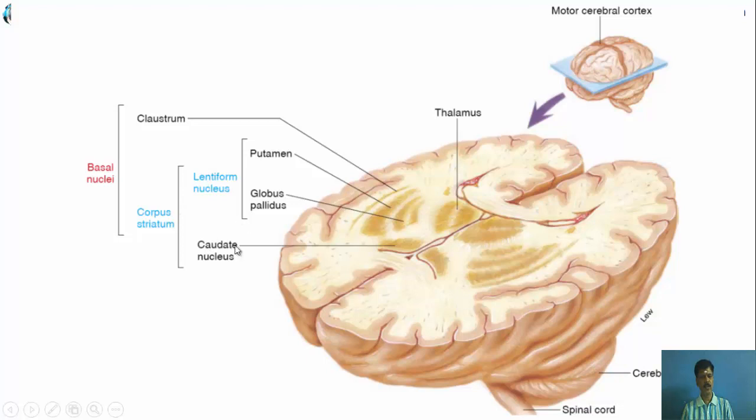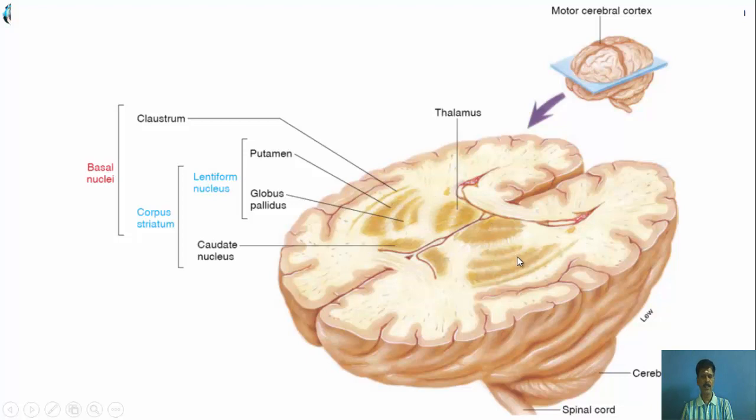Of this, again two parts. One is the caudate nucleus, which is present in the forebrain, that is, in the anterior part. Then the lentiform nucleus, which is present sideways. The lentiform nucleus is again of two types: the putamen, which is in the upper region, and the globus pallidus, which is in the lower region, very close to the thalamus.